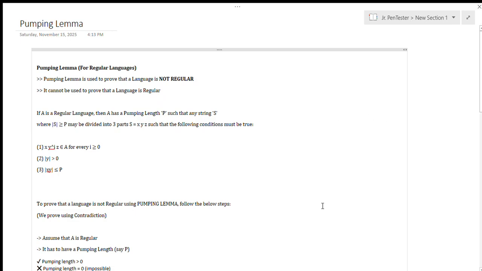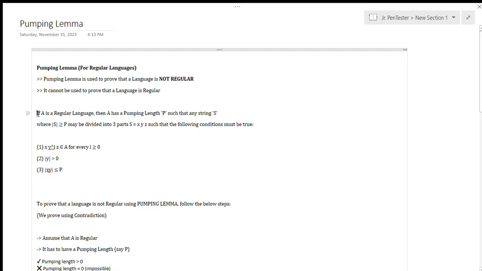Hello, in this lecture we are going to be discussing the pumping lemma for regular languages. Now, the pumping lemma is used to prove that a language is not regular. It cannot be used to prove that a language is regular. What that means is that if we have a language A and we apply the pumping lemma to it, if the pumping lemma fails, then we are certain that the language is not regular. However, if it passes the pumping lemma test, then it could be regular or it could be not regular. We cannot be certain that it is regular.